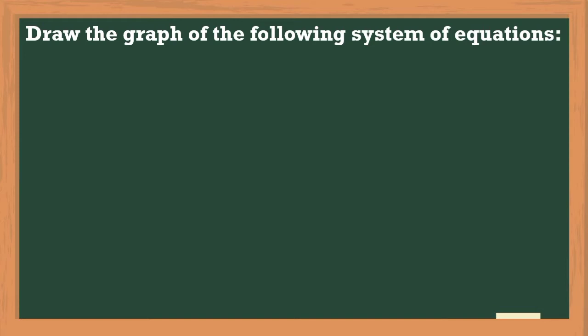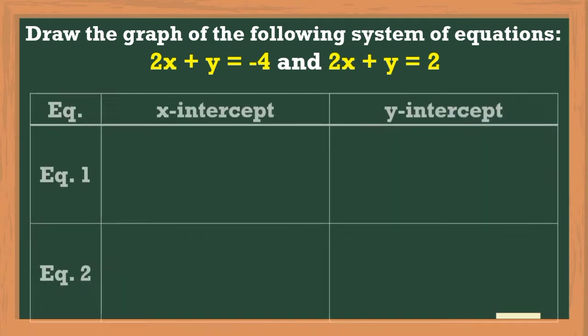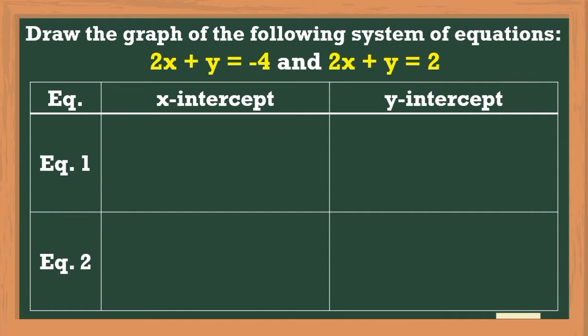Draw the graph of the following system of equations. 2x plus y is equal to negative 4 and 2x plus y is equal to 2. So, anong mapapansin natin sa given system of equations? Pareho po yung coefficient to both x and y. Magkaiba lang po sa constant. So, kunin natin yung x-intercept.